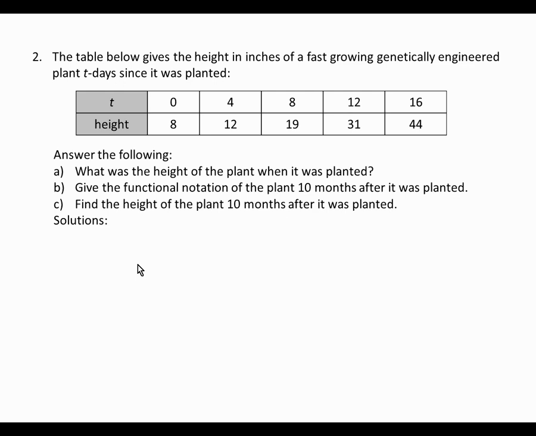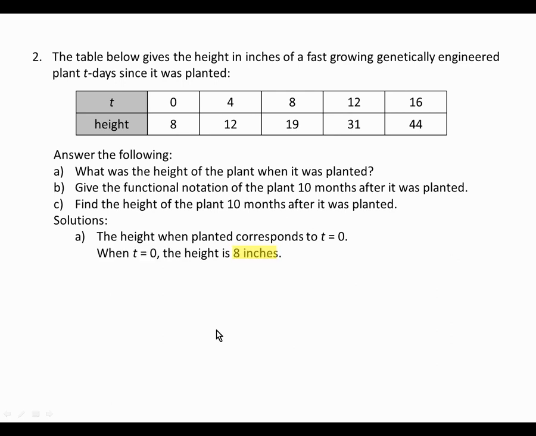Our solutions. For part A, the height when it was planted corresponds to T being 0. Because remember, T is how many months after you planted it. So if you just first planted it, T is 0. So for part A, when T is 0, the height is 8. So the plant was 8 inches high when you planted it. For part B, it says, give the functional notation of the plant 10 months after it was planted. So height 10 months after it was being planted is h of 10. I'm using h for height.